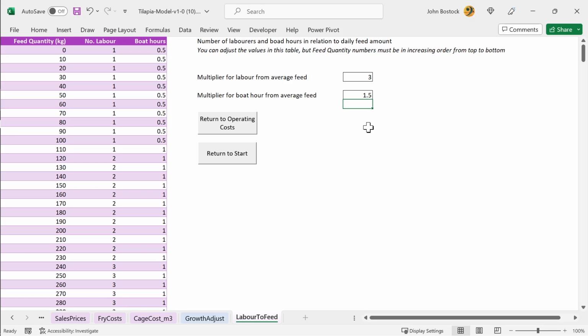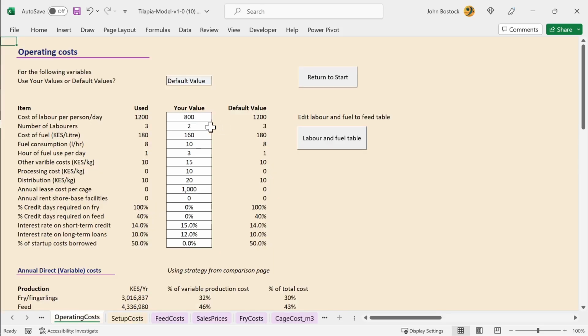If you are a farmer and know how many labourers you employ and how many hours of boat engine you use, you can just enter those numbers in the operating costs table, your values column. Using a ratio between feed quantity, labour and boat hours will be more useful for consultants, extension workers and students who wish to explore a wider range of production scenarios. The remaining costs in this table need to be specified directly, starting with the average labour cost per person per day.